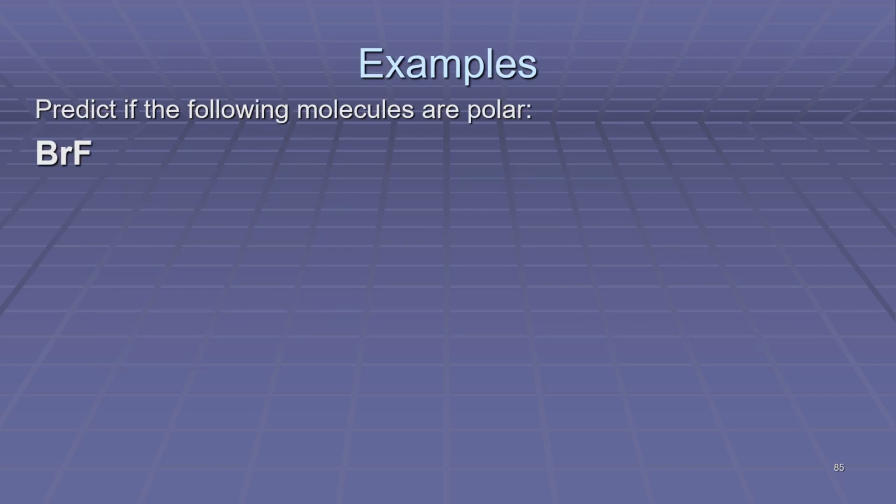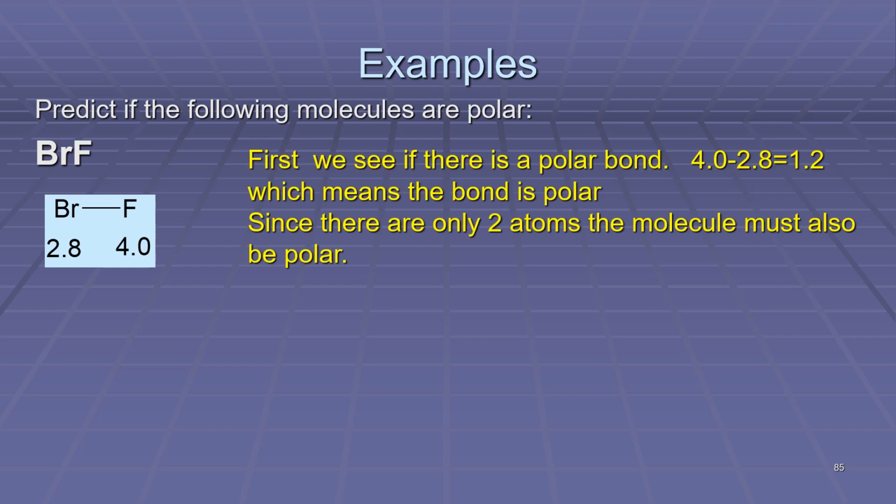Okay, so let's predict if the following molecules are polar or nonpolar. Okay, BrF. Well, this one should be pretty easy because it's just a single bond. So the electronegativity for Br is 2.8, F is 4.0. The difference between them is 1.2.